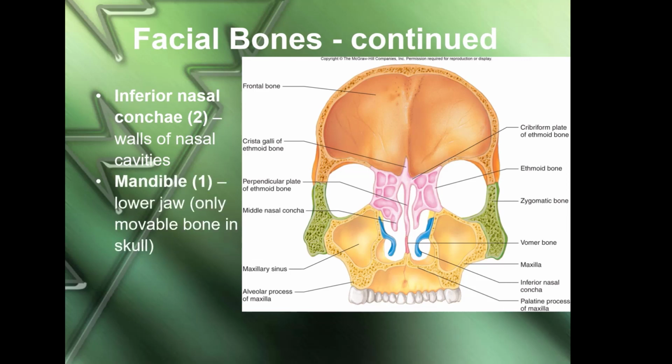Mandible, 1. This is the lower jaw, the only movable bone in the skull. So the only movable bone in the skull is the mandible, and this is single. And again, we have another single bone in the facial bones. We have the vomer. The vomer forms the nasal septum. So we have 2 single bones in the facial bones, that's the mandible and the vomer.